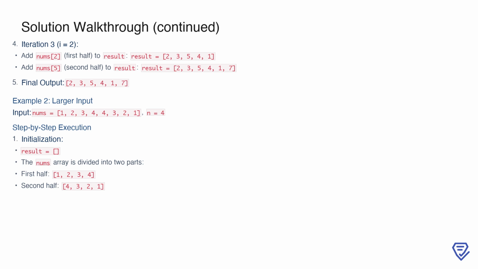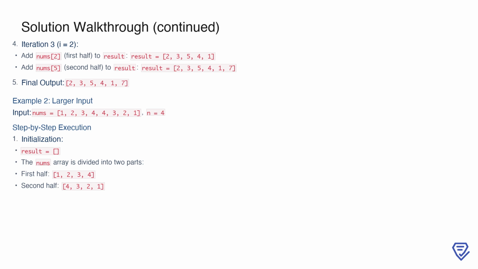Continuing with the example, in the third iteration, when i equals 2, we take the third element from the first half, nums[2], which is 1, and add it to the result. Then, we take the third element from the second half, nums[5], which is 7, and add it as well. At this point, the result becomes 2, 3, 5, 4, 1, 7. With all iterations complete, we arrive at the final output, which is 2, 3, 5, 4, 1, 7.